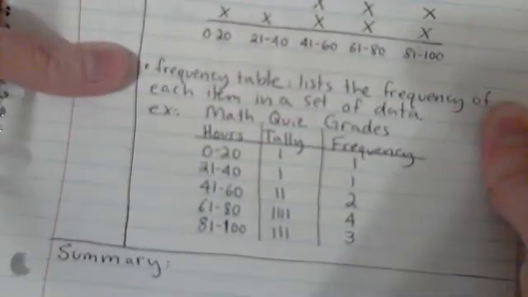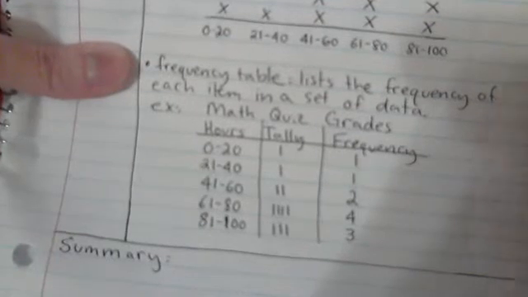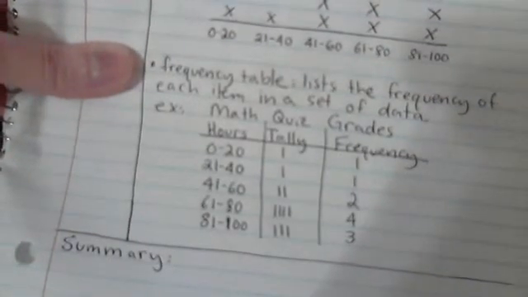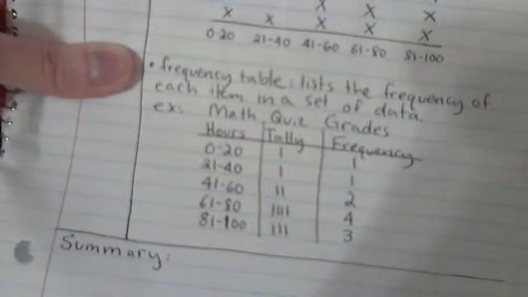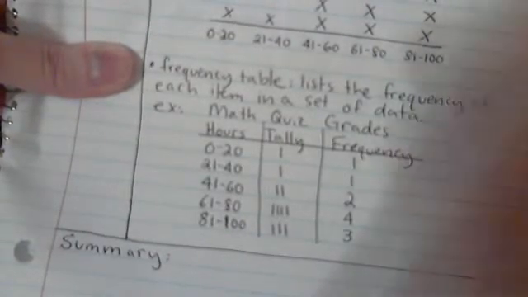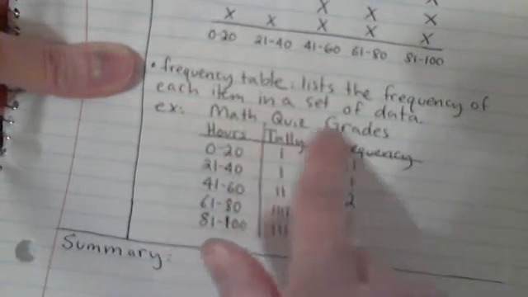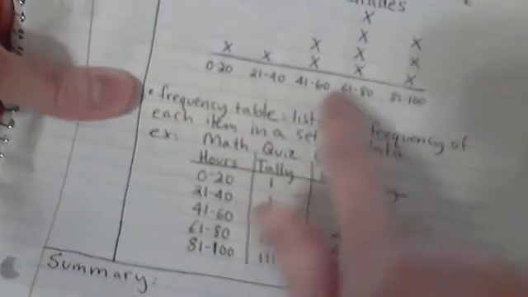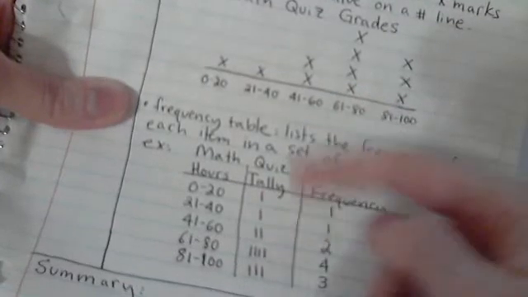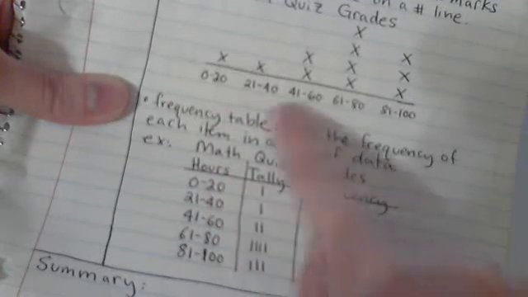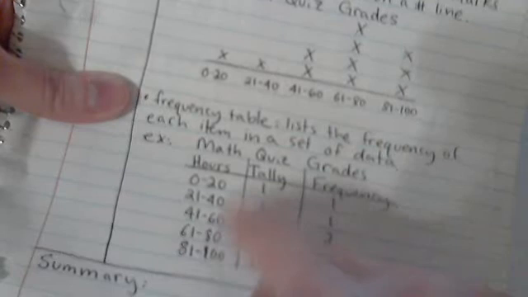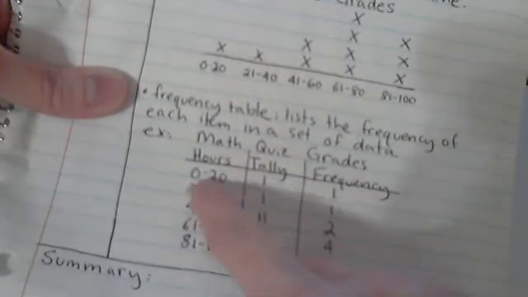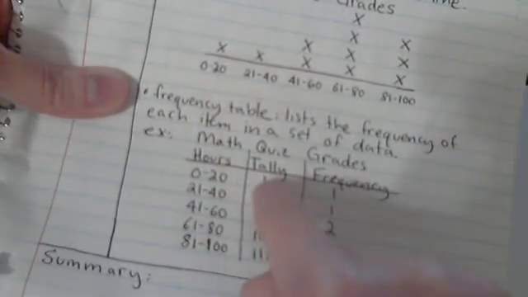All right, next is a frequency table. So you probably already do this whenever you're counting something. Frequency table lists the frequency. Remember, frequency means how many times something occurs, a lot or a little bit. So the frequency of each item in a set of data. So here's another example. So I used the same data, but I did it as a frequency table. So I used the same numbers, 0 to 20, 21 to 40, 41 to 60, 61 to 80, 81 to 100. So how many X's were next to that 0 to 20? 1. So I'm going to only put 1 tally.